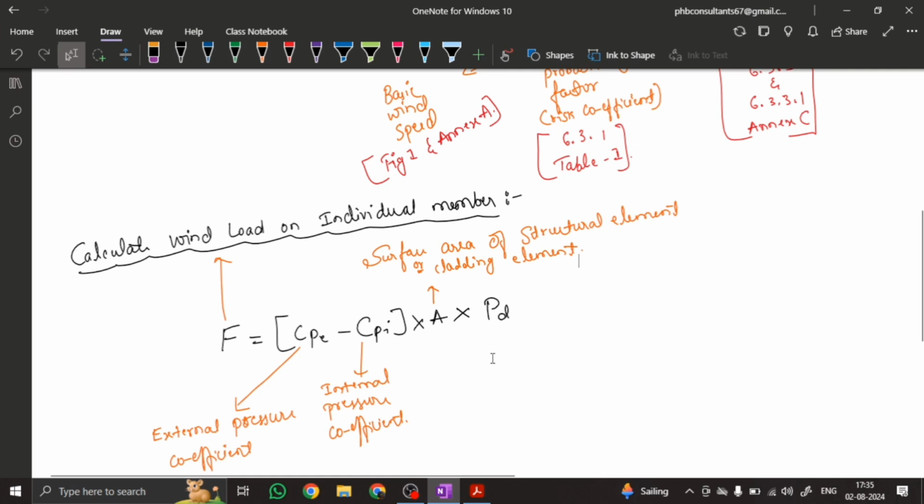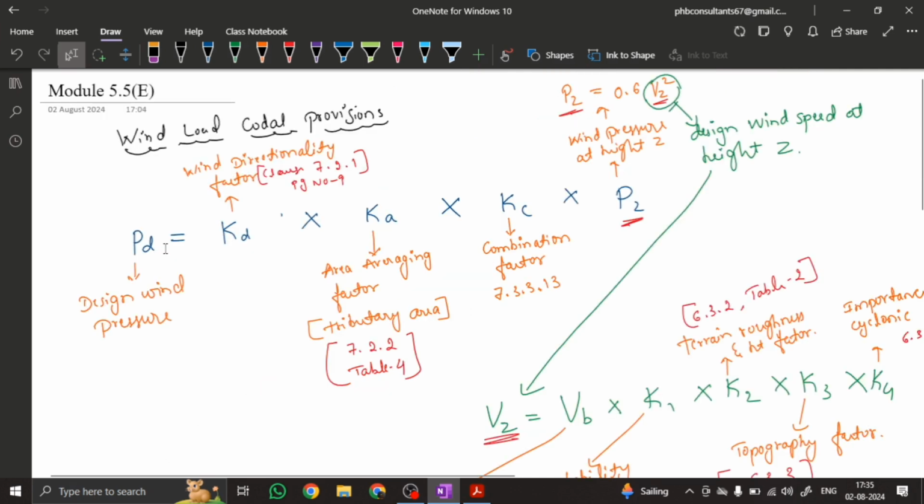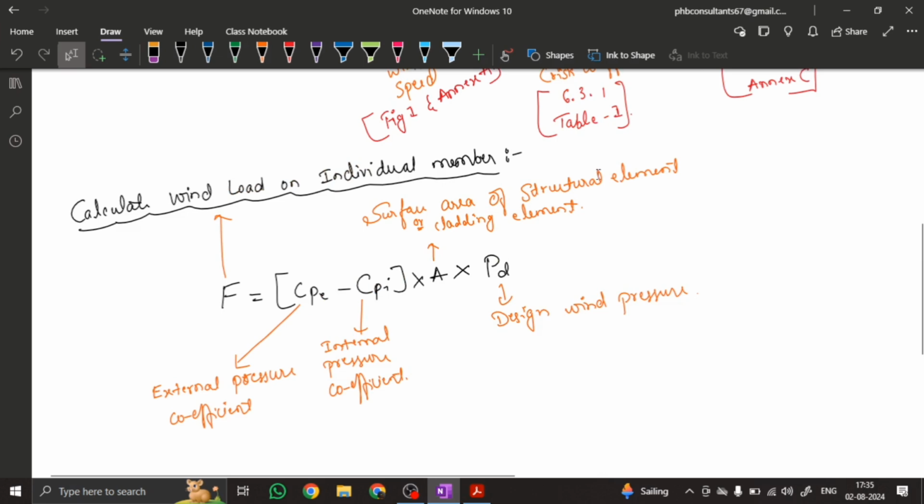Pd means the design wind pressure we already calculated. Right, here it is, Pd, design wind pressure, we calculated already. Now the surface area of the structural element or cladding unit is calculated by ETABS automatically, but still I will explain in the next session how to calculate this area.